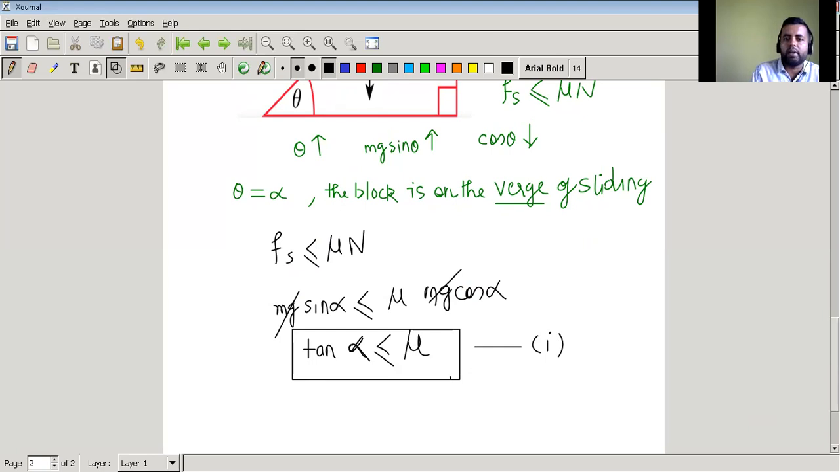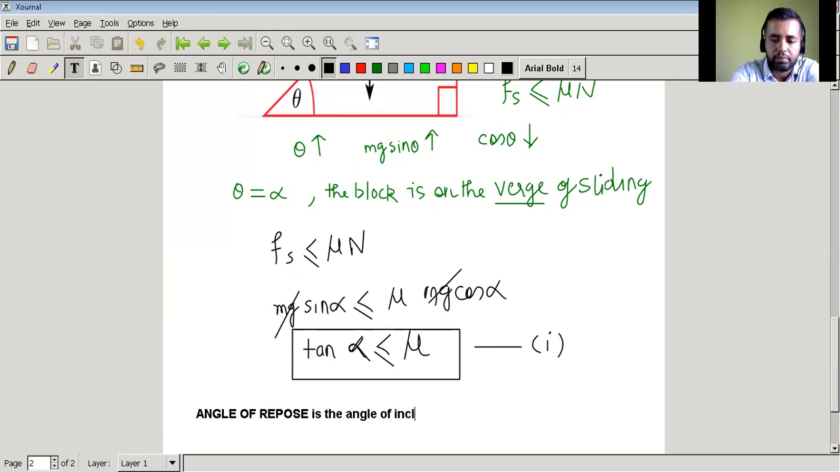Fine. Now, let us define what is angle of repose. Angle of repose is the angle of inclination for which the block is on verge of sliding.